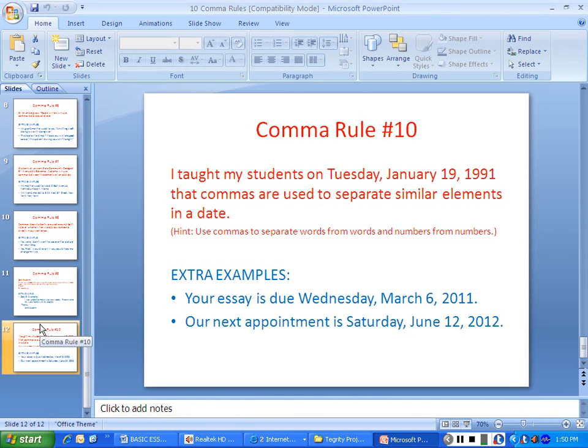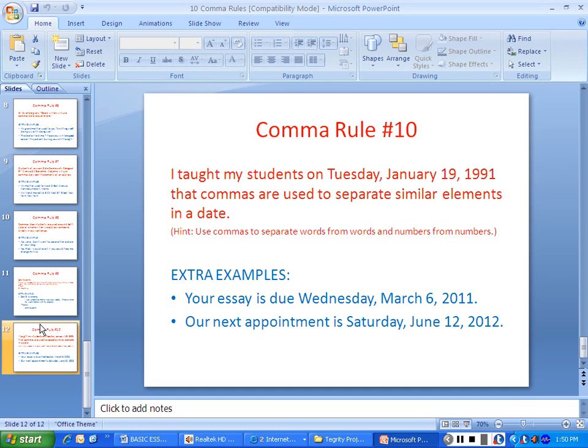In other words, we separate Tuesday from January, and we separate 19 from 1991, but we don't need a comma to separate January and 19. This is because no one is likely to think that 19 is part of the word January, but if we had the numbers 191991 all together, things could get a little confusing.